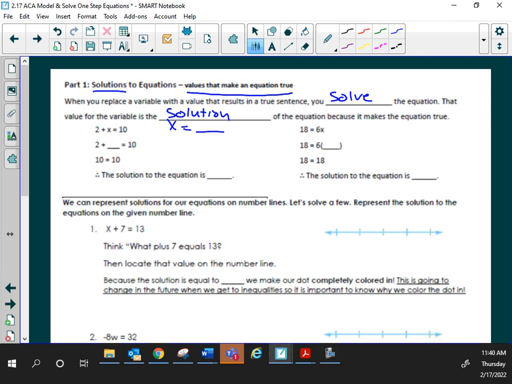Okay? So in this equation, 2 plus x equals 10. What value can I plug in to make that true? 8. So my solution is 8. Okay? The solution to the equation is x equals 8.